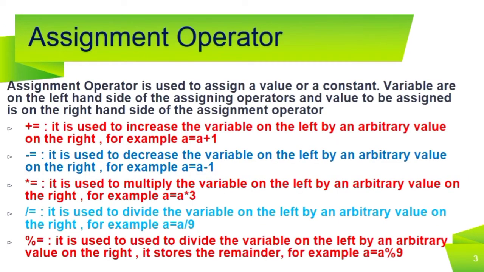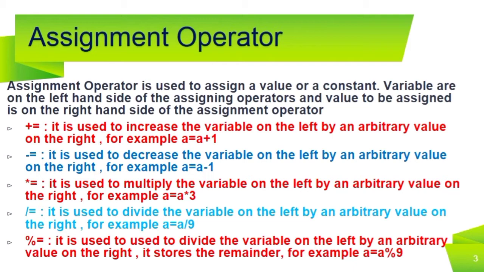The next operator is the assignment operator. The assignment operator is used to assign a value to a variable or a constant. The variable is on the left hand side of the assignment operator and the value to be assigned is on the right hand side. In this slide we will be discussing 5 types of assignment operators.